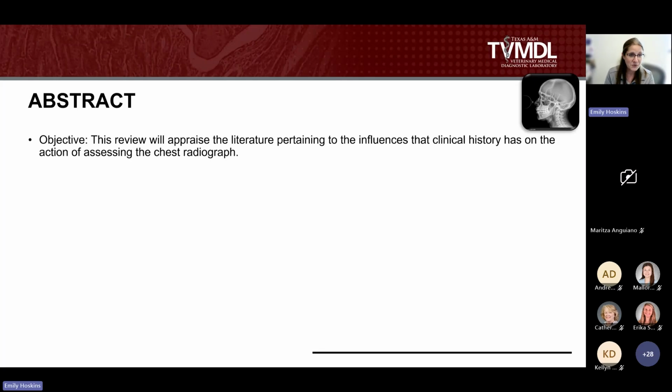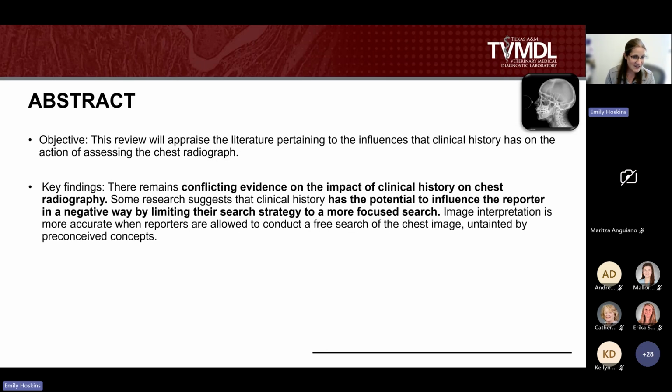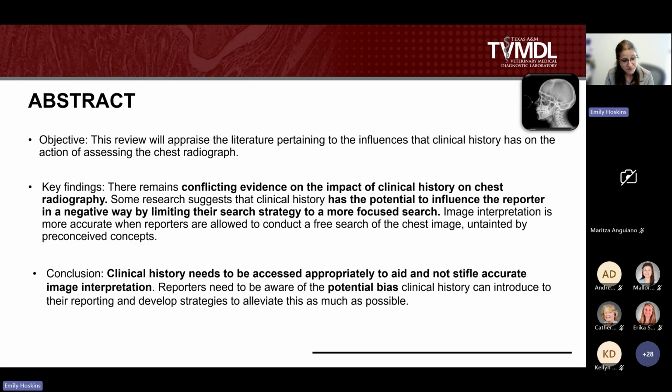And I have to tell you, this paper was all over the place. So their key findings: there remains conflicting evidence on the impact of clinical history on chest radiography. Some research suggests that clinical history has potential to influence the reporter in a negative way by limiting their search strategy to a more focused search. The conclusion goes on to say clinical history needs to be assessed appropriately to aid and not stifle accurate image interpretation. Reporters need to be aware of the potential bias clinical history can introduce to their reporting and develop strategies to alleviate this as much as possible.